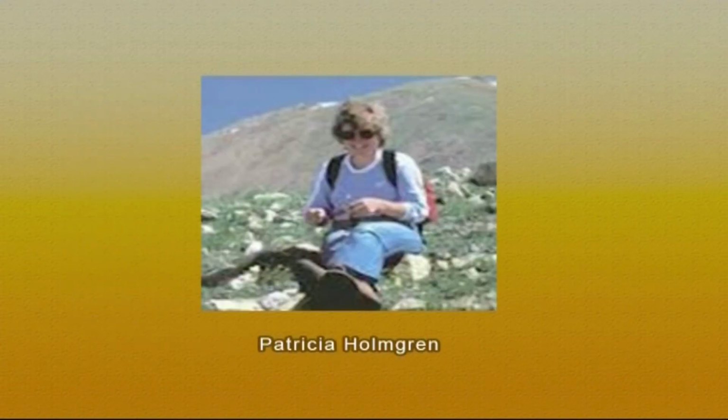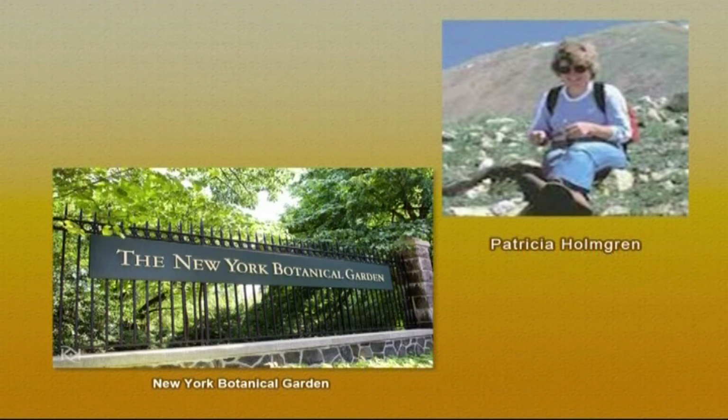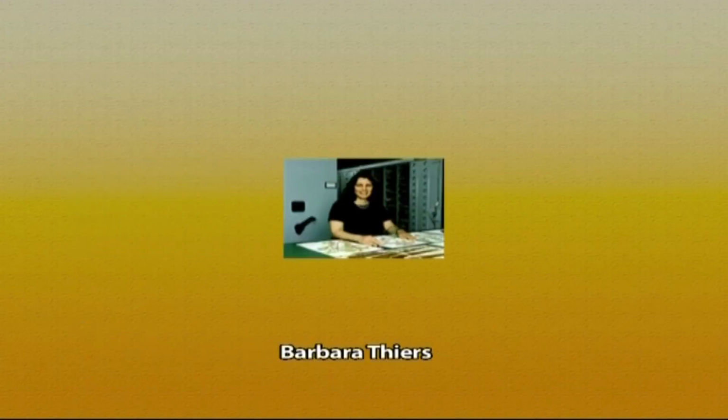Initially, Patricia Holmgren, who is working at the New York Botanical Garden, edited the Index Herbariorum till the publication of volume 8. Very recently, in the year 2008, Barbara Thiers, who is working as the director of the New York Botanical Garden Herbarium, became the editor of Index Herbariorum.